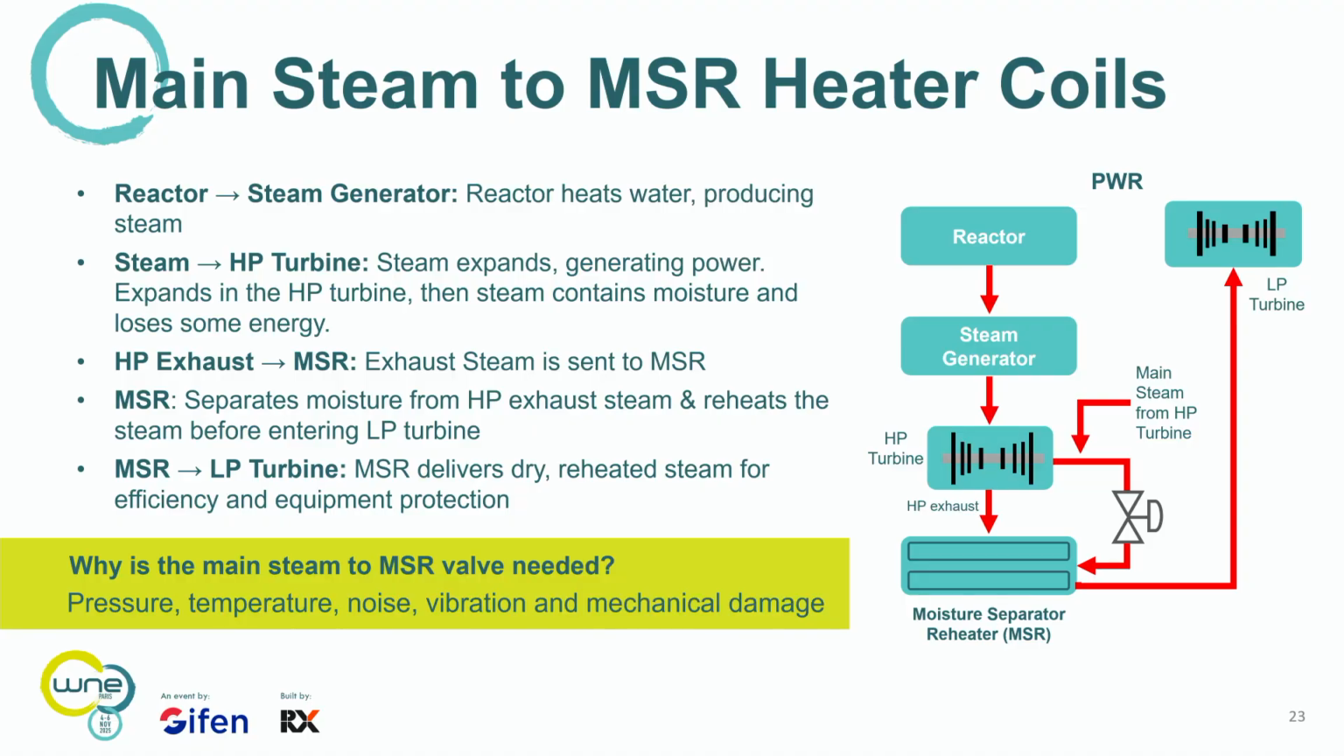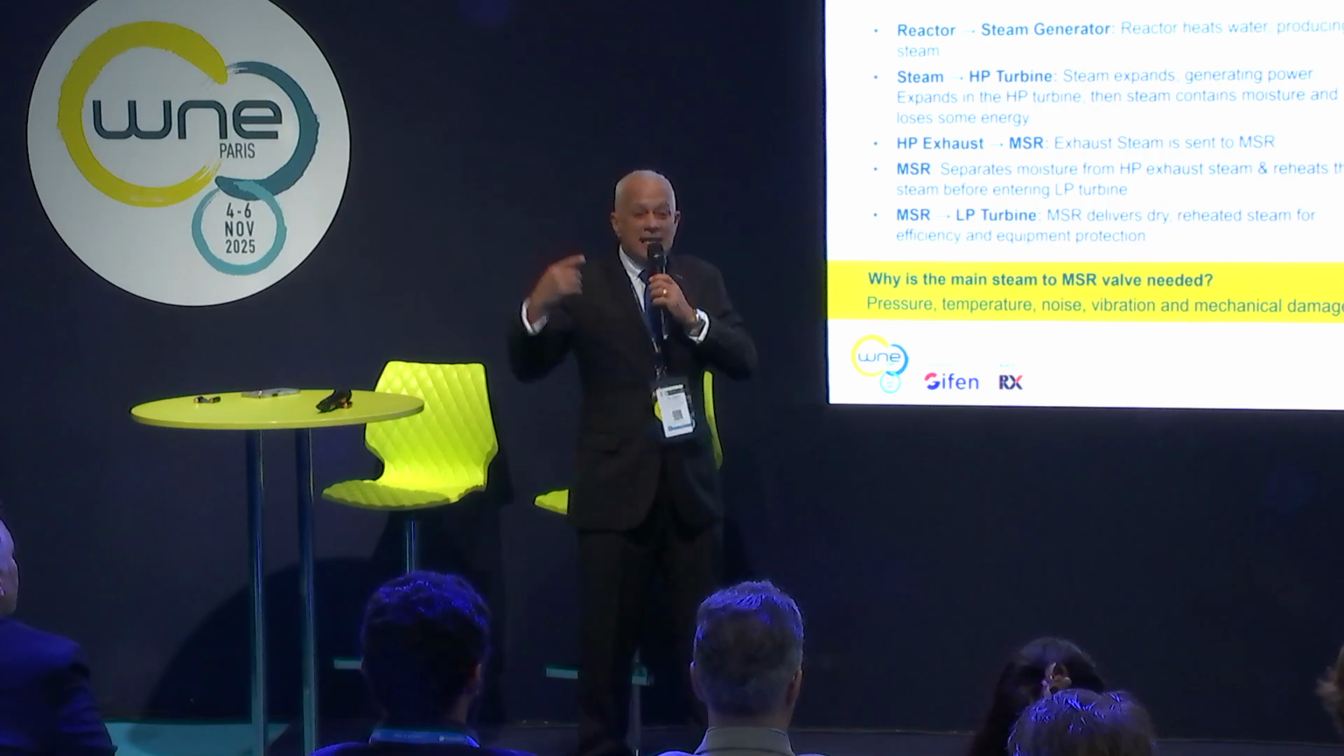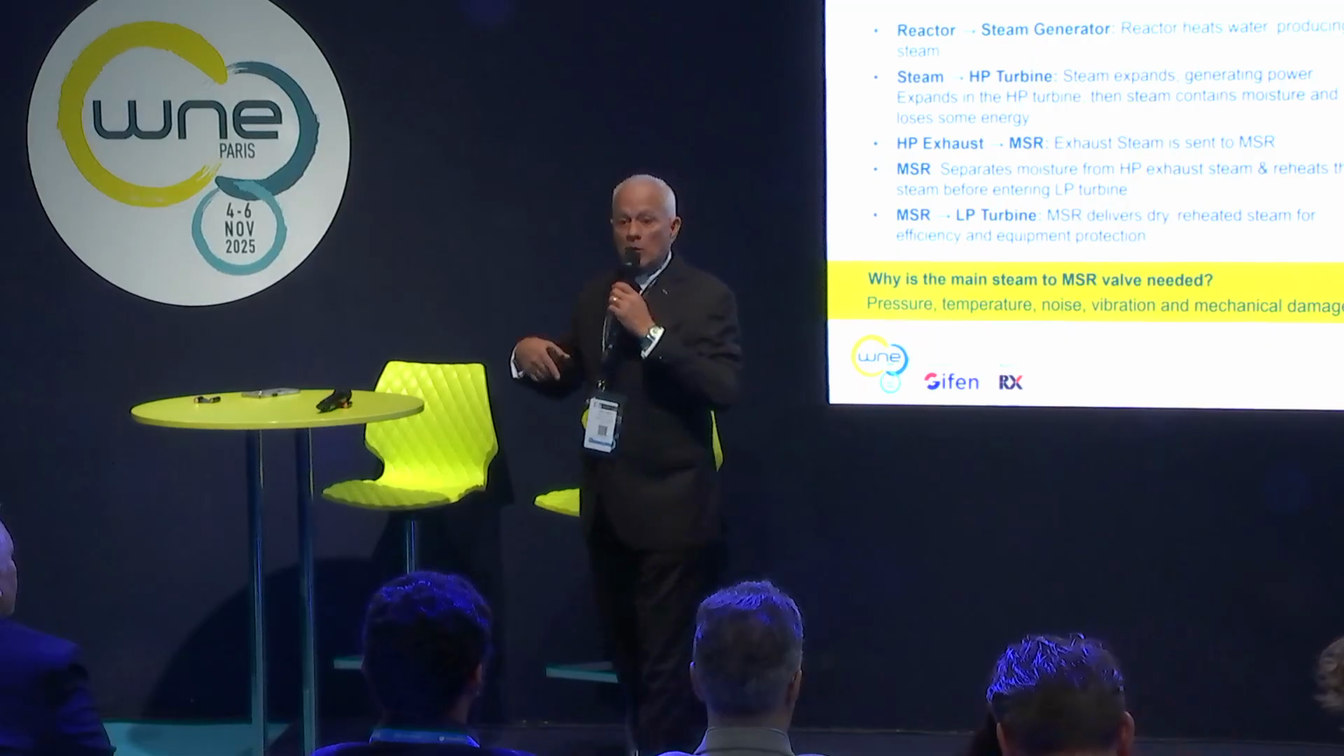Okay. So let me talk about another application in a PWR plant. This is basically the main steam to the MSR heater coils. I tried to keep it around the same application. So we've got the moisture separator reheater. We talked about the reactor sending heat to the steam generator. It creates steam, it goes to the HP turbine, and goes into the MSR. We talked already about the liquid from the MSR going to the deaerator. Well, the steam is then going to the LP turbine.